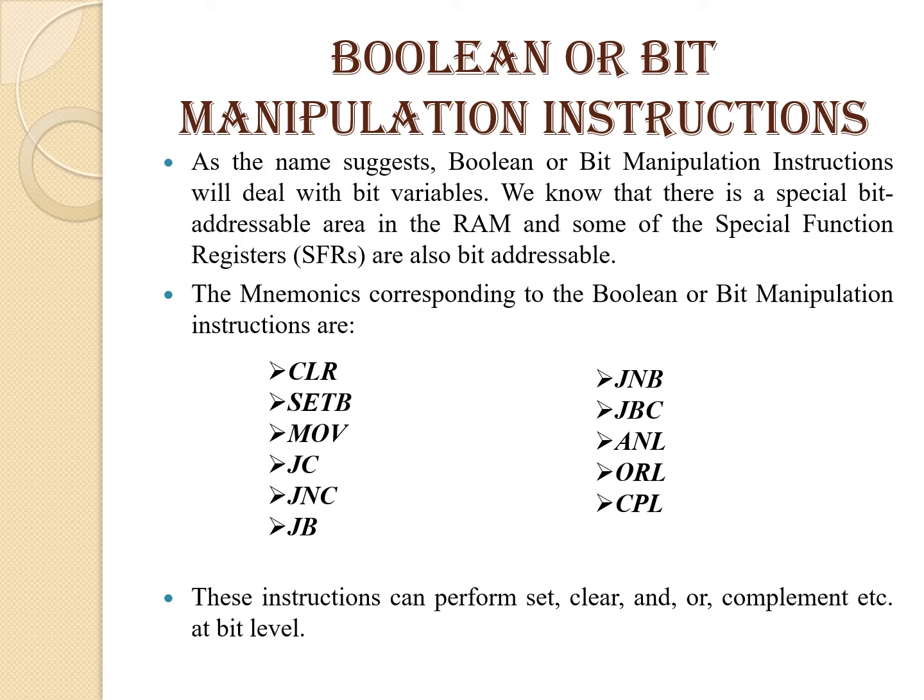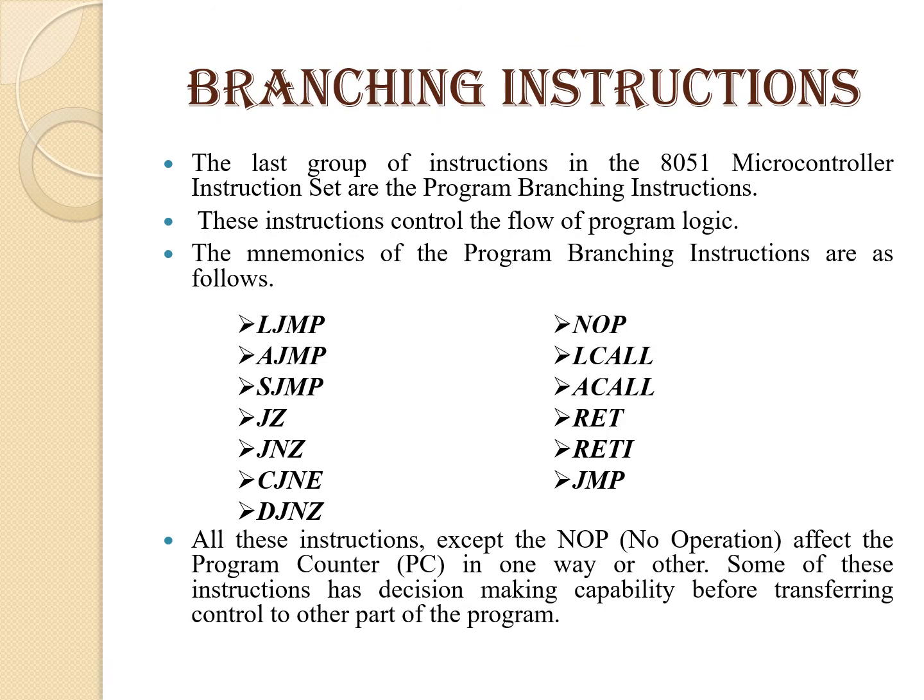MOV, JC, JNC, JB, JNB, JBC, ANL, ORL, CPL. These instructions can perform set, clear, AND, OR, complement, etc. at bit level. We will see all these instructions in detail in our next presentation. Next are the branching instructions. The last group of instructions in the 8051 microcontroller instruction set are the program branching instructions.